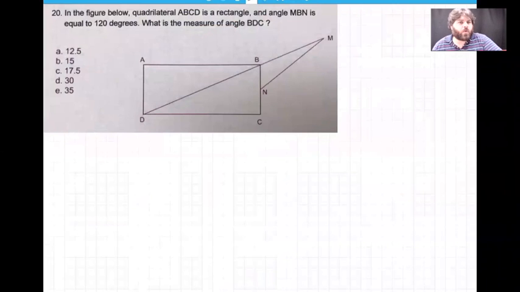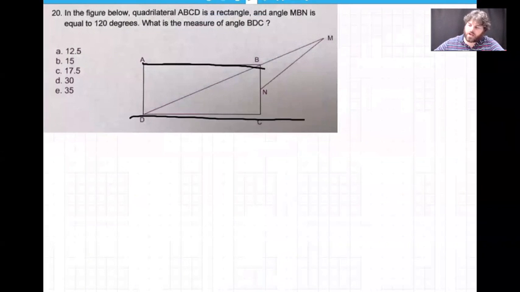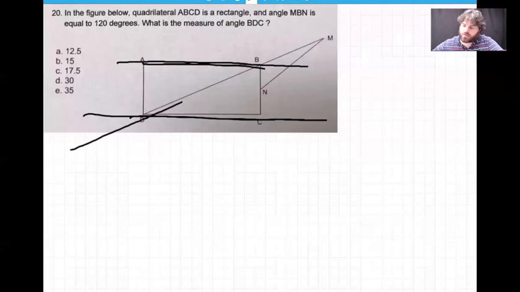All right, in the figure below, quadrilateral ABCD is a rectangle, and angle MNB is equal to 120 degrees. What's the measure of angle BDC? All right, so if it's a rectangle, that means that these sides are parallel to each other. And it looks like we do have a transversal, right? This transversal cuts through. So it tells me that these are equal.